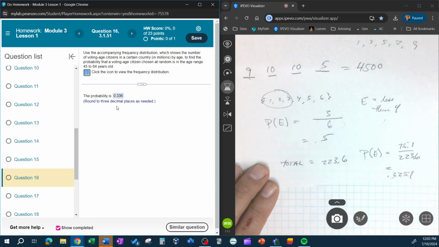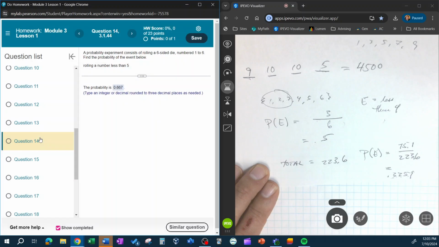Basically, look at these two types of problems. This one is classical probability, where you put the total number of possible outcomes in the bottom, and then the total number of outcomes in the event. In this case, the event was less than 4. If it said less than 3, then I would only have 1 and 2, so it would be 2 over 6.